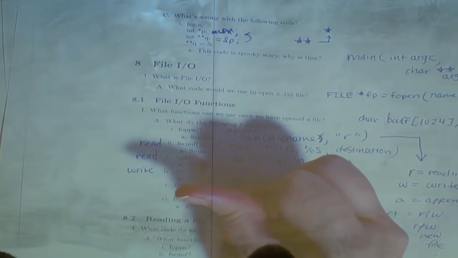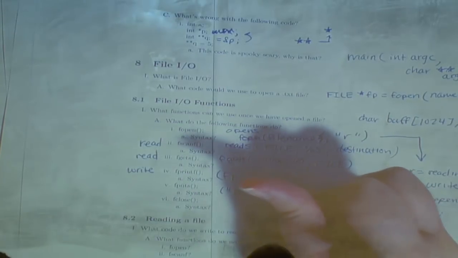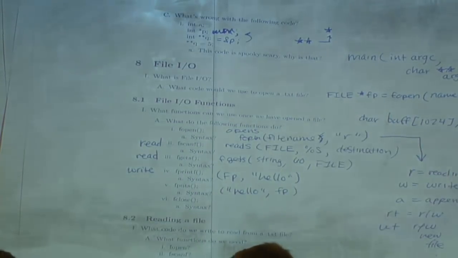fputs is then your string and then the file name. It just kind of switched.